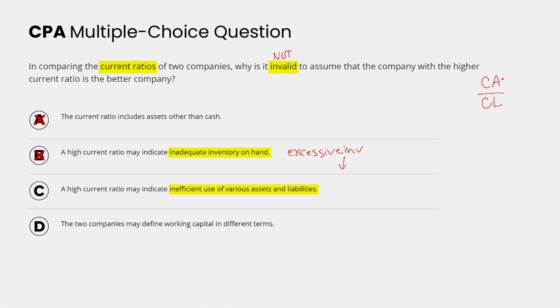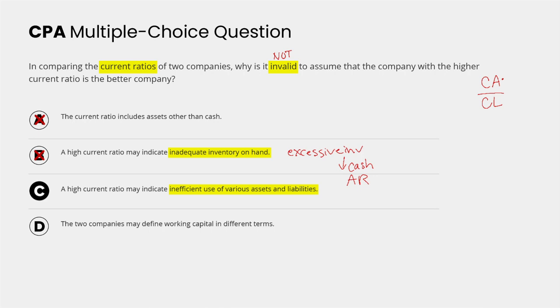What if we also had excessive cash, like we were holding too much idle cash and not investing it in a productive manner? That would be an inefficient use. Or what if we had too much accounts receivable? What if we were not collecting from our customers or we were not evaluating our allowance for credit losses efficiently? All of these are reasons that a high current ratio could mean inefficient use of assets. That is a correct answer. That would be a reason not to assume that higher is better.